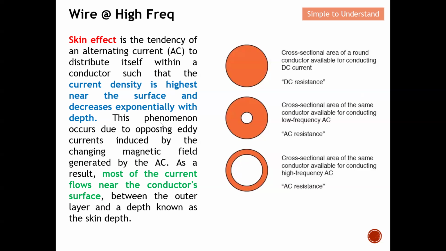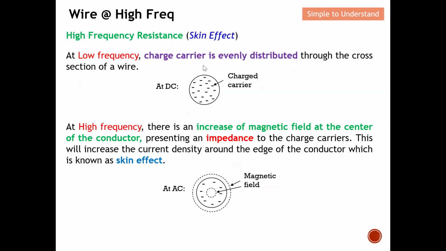This phenomenon occurs due to opposing eddy currents induced by the changing magnetic field generated by the AC. On my next slide, I will show you this. As a result, most of the current flows near the conductor's surface, within a depth known as the skin depth. This is the quick definition of skin effect at high frequency for a wire. Let's take a look at this slide to understand the skin effect fully. Again, there will be two types of scenario: one is under low frequency, another is under high frequency.